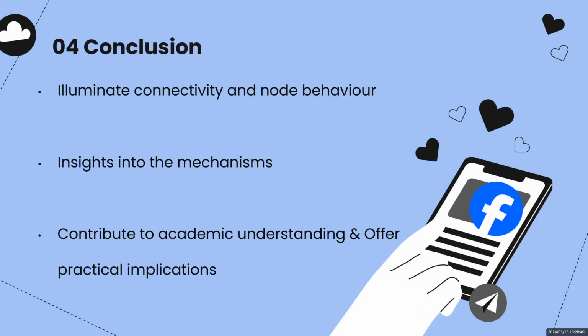So in conclusion, our comprehensive analysis of Facebook networks through various metrics and comparative studies illuminates the patterns of connectivity and the pivotal role of node behavior. By analyzing the network structure and dynamics, we gain insights into the mechanisms driving social interactions and community formation. This research not only contributes to our academic understanding of social networks, but also offers practical implications for designing more effective communication strategies and enhancing social media platforms.